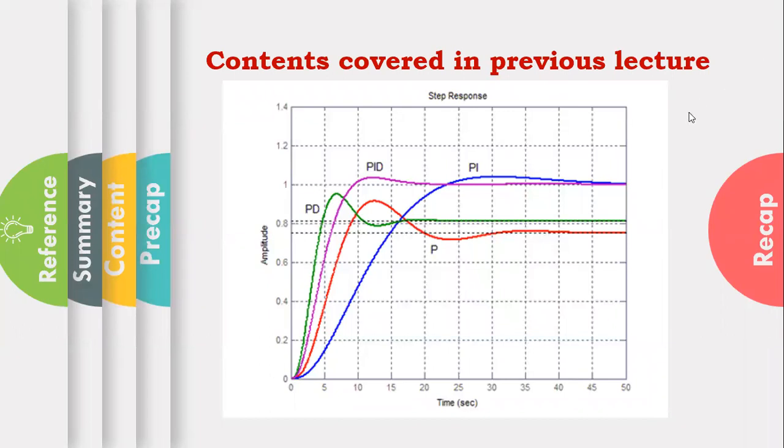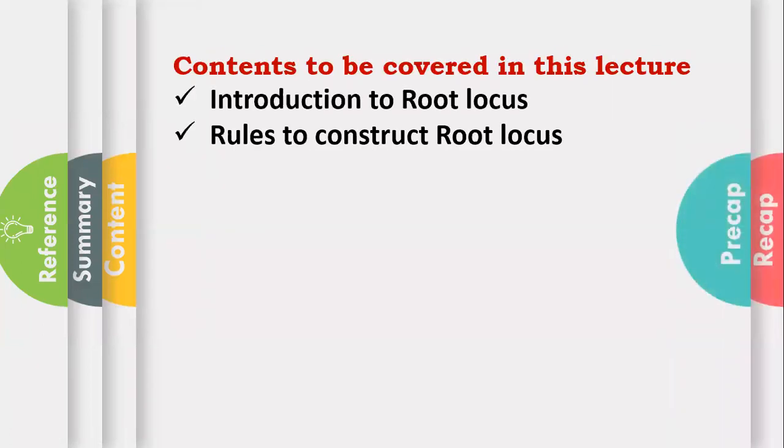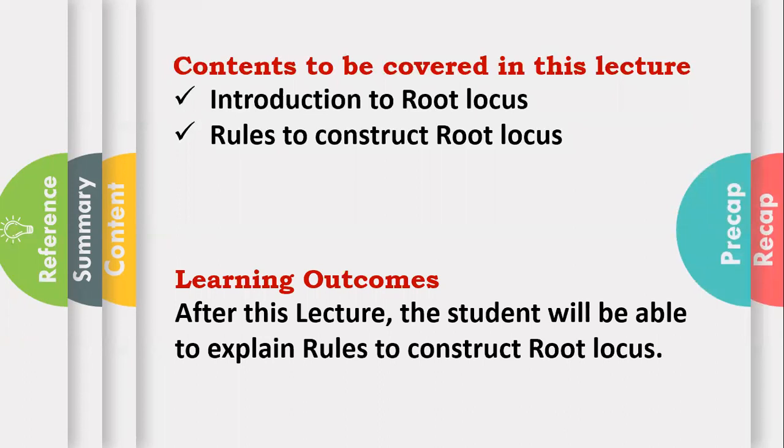Now we will see what we need to cover in today's class. First, we need to understand the meaning of root locus, because this module 4 is stability analysis with the help of root locus and Bode plot. So we need to understand what this root locus is. Then there are some rules to construct the root locus. We'll try to cover these parts in this lecture. The learning outcome for this class is that after this lecture, the student will be able to explain the rules to construct the root locus.